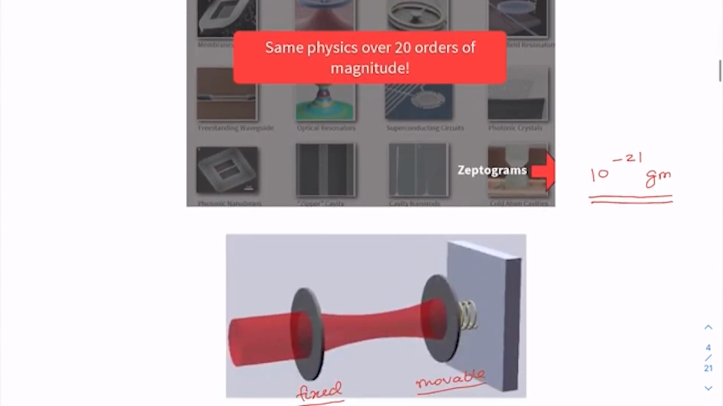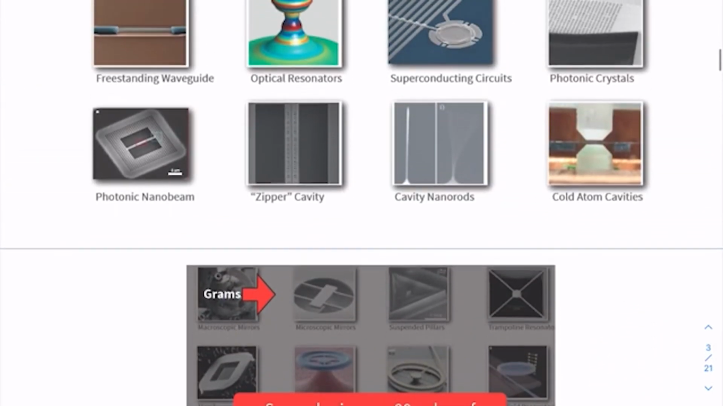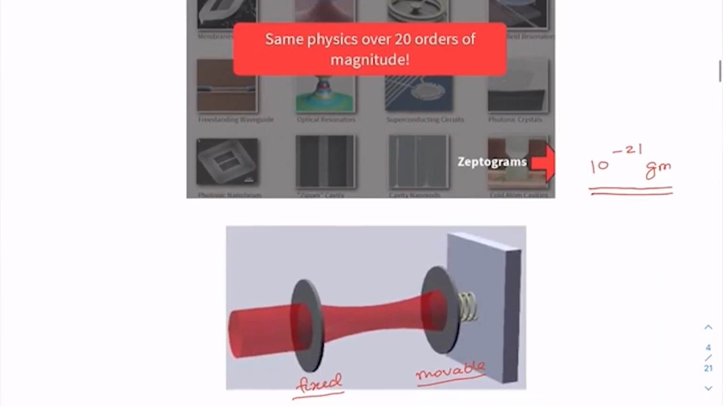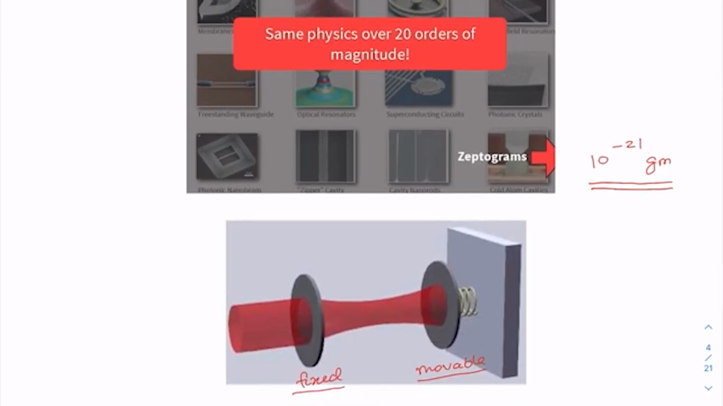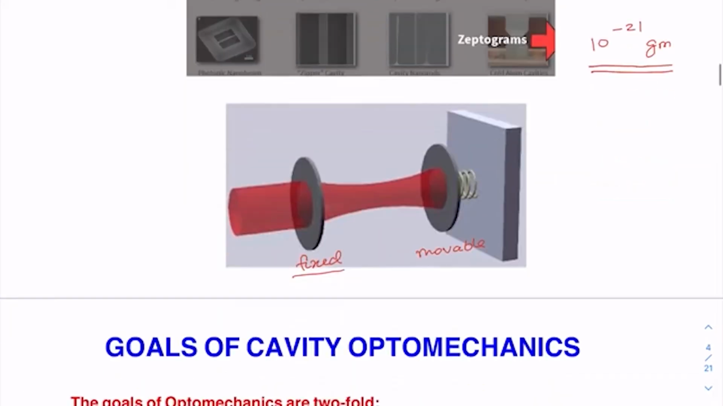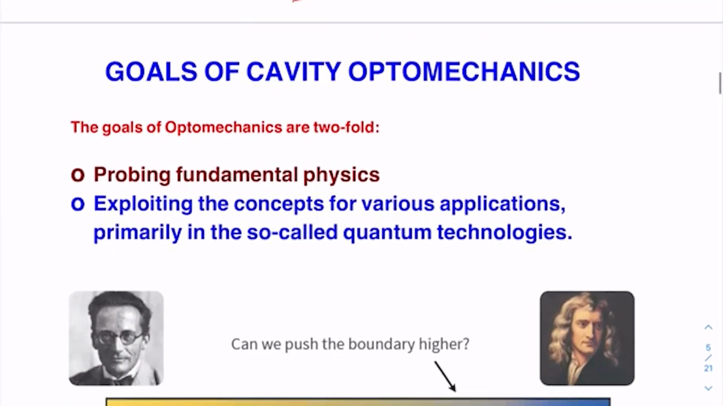And what is striking is that all these different looking systems or optomechanical devices can be modeled by this simple model where we have one fixed mirror and another one is the movable mirror. And we'll see in today's class how we can actually model it. A typical Hamiltonian we can write for this particular cavity optomechanical system, and this Hamiltonian would contain all the necessary physics. And goals of cavity optomechanics are twofold.